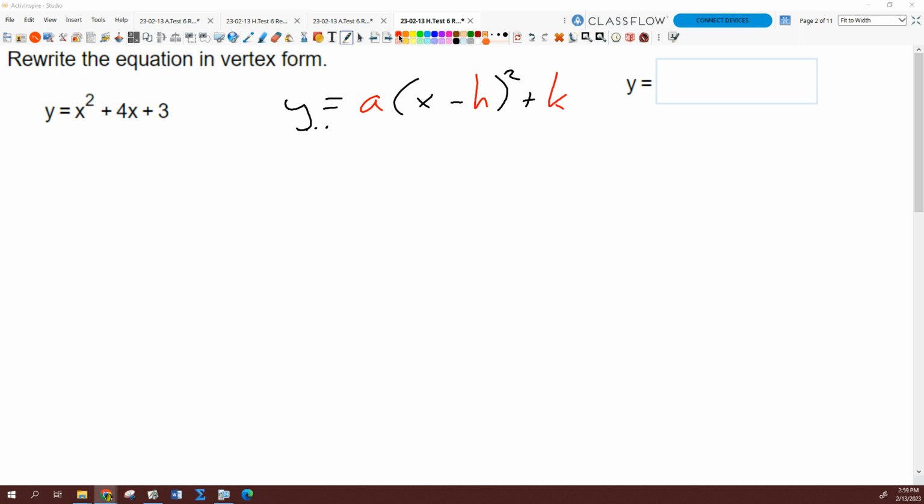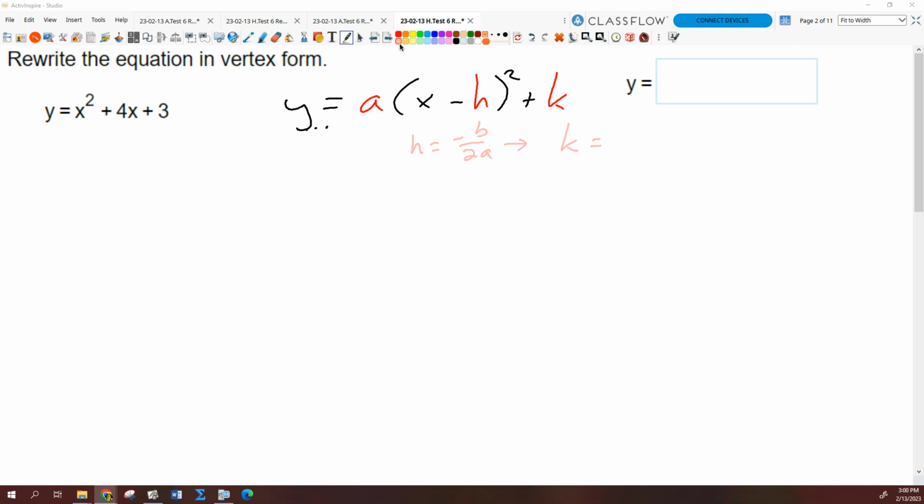So you could do this by the methods of last unit if you really want to, right? How would I calculate h directly? What's my formula for calculating h? Negative b over 2a, right? So I could do that, right? I could just say h equals negative b over 2a, and k is what?